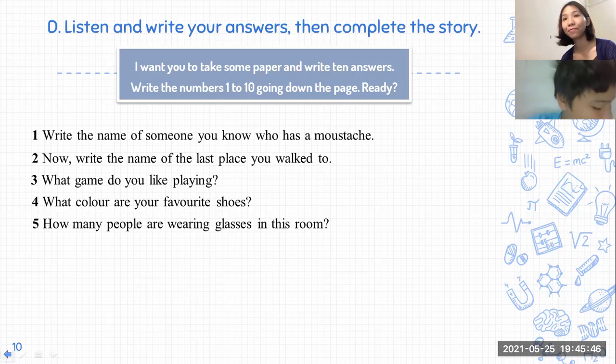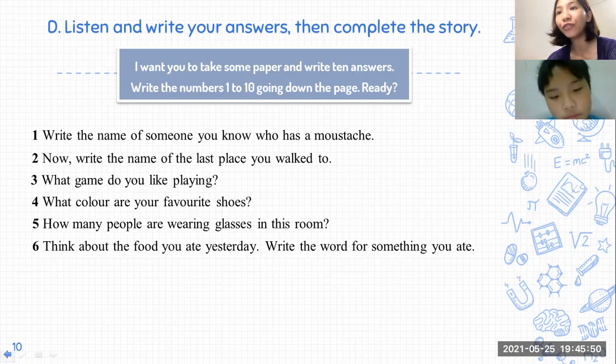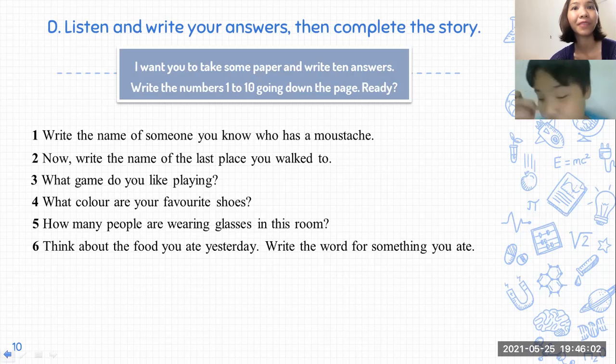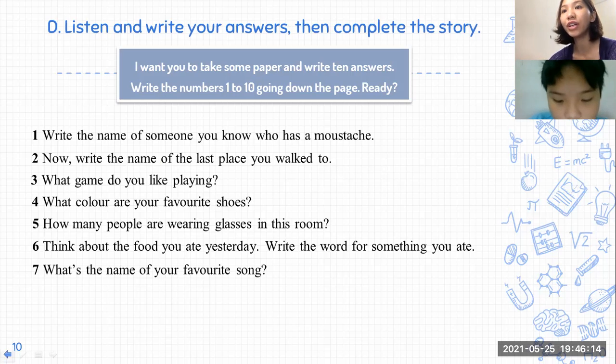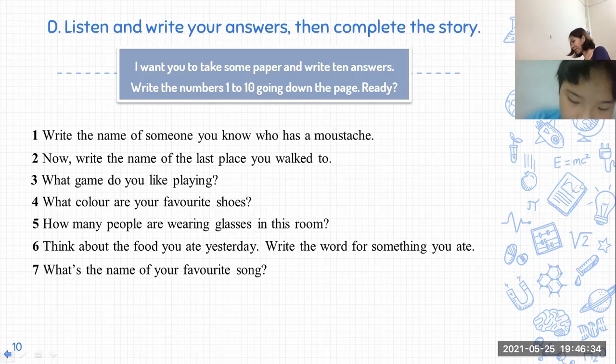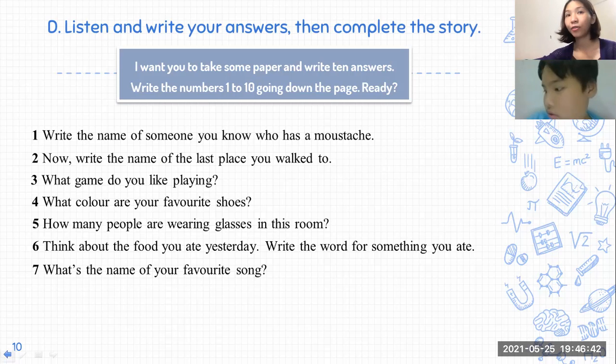Number 6. Think about the food you ate yesterday. Write the word for something you ate yesterday. Okay. And next, 7. What's the name of your favorite song? Vietnamese is okay. Ok, xong chưa con?